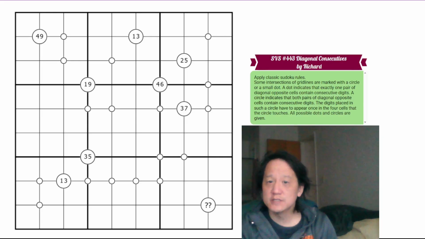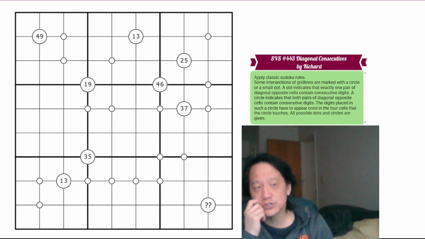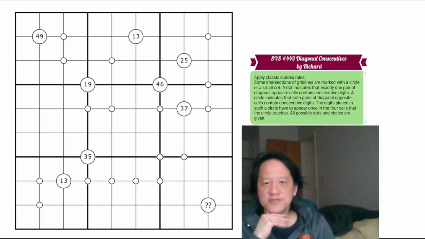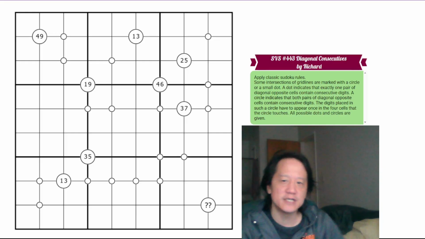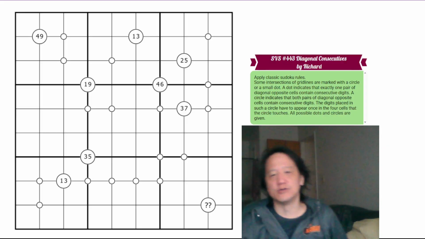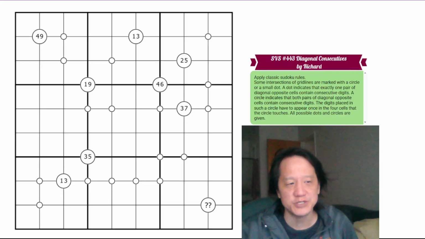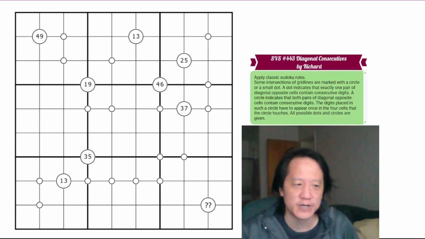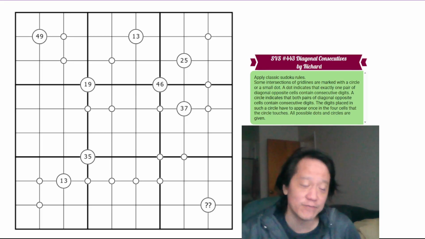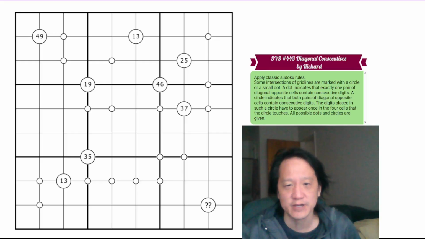And take that easiness with a grain of salt because it's considered easy by the people on the Logic Masters Germany forum, and there's a lot of really smart people there. Today's puzzle is called SVS number 443, which is about diagonal consecutives by Richard. I enjoy a lot of these explorations by Richard. He goes through a whole bunch of different varieties of puzzles and just sort of highlights these differences. So I really enjoy these puzzles that he makes.